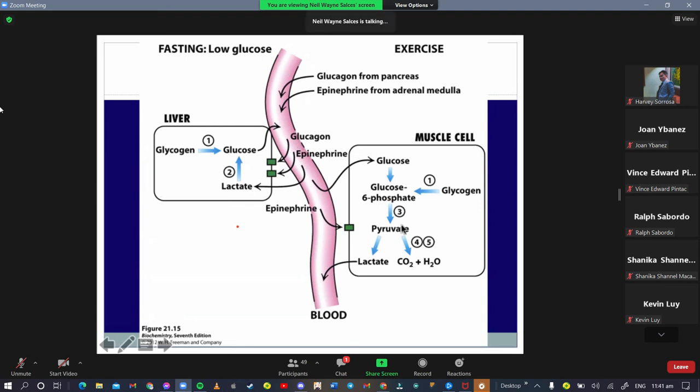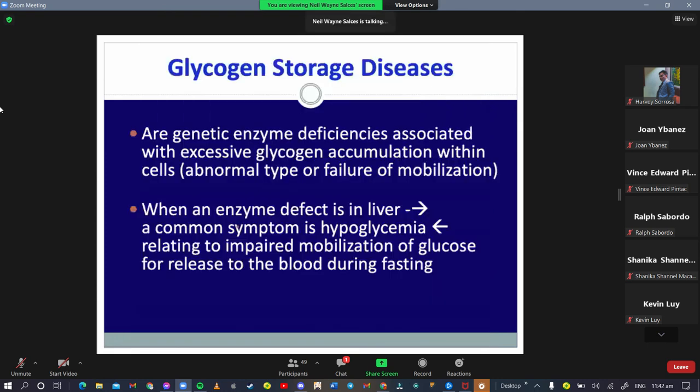However, when you do your exercise, what happens in the skeletal muscle is that it uses your glucose to be able to proceed with the activity, because you know when you exercise, you need your glucose for your muscle cells. So this is basically how your glucagon and your epinephrine affect your glycogen metabolism.